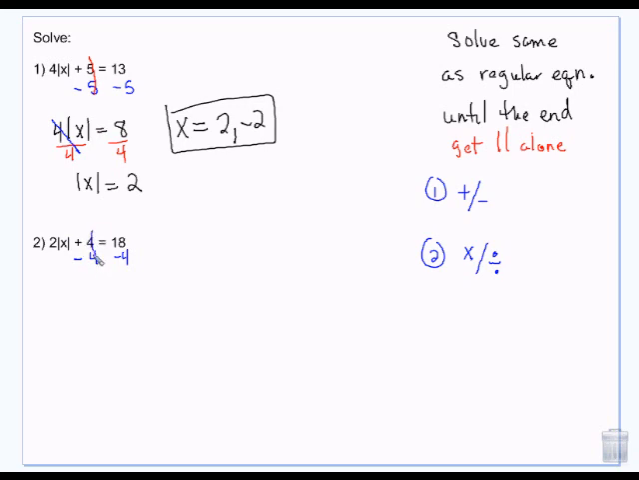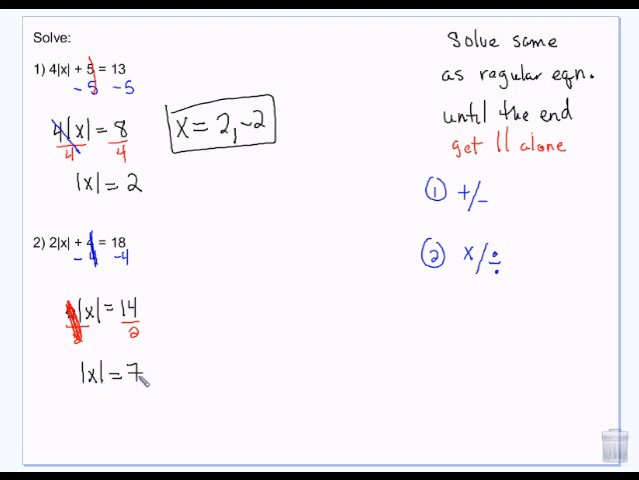So the 4s are going to cancel because I have a positive and a negative. That leaves on this side 2 times the absolute value of x. And here I have 18 minus 4, so that gives me 14. So 2 times the absolute value of x is 14. If I want to find out what just the absolute value of x is, I have to divide. So I'm dividing by 2, which makes those go away. So I get the absolute value of x is equal to 7.